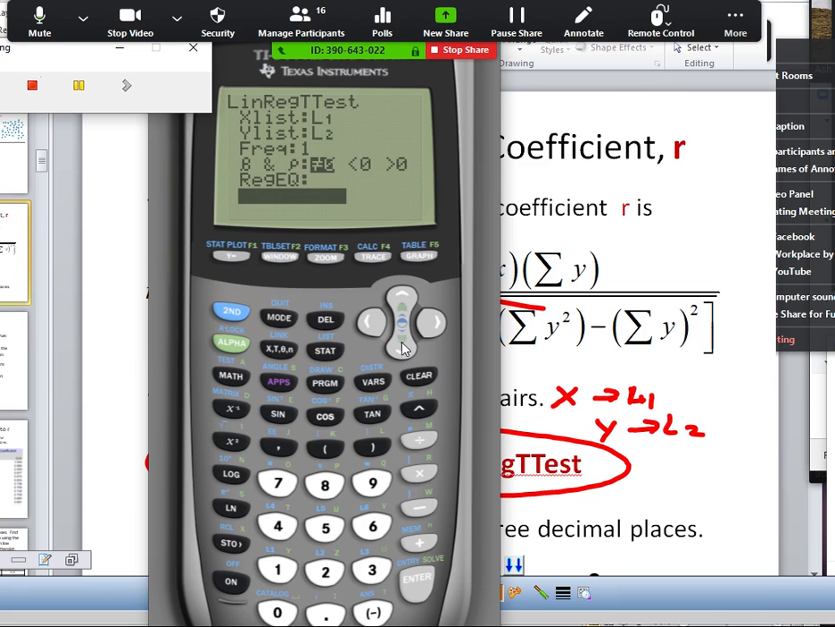You said it stood for... say it again, Jay? It stands for linear regression. Yeah. The Reg EQ. I don't know about that. Right. Yes, linear regression t-test. I don't know what the Reg EQ is though. I have no idea what that means. So I just leave that one.